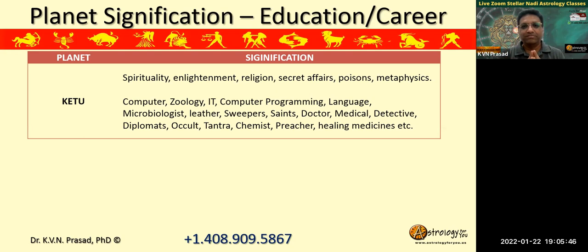Sir, poisons and secret affairs also come under Ketu? Yes, yes. Occult sciences, right? Secret affairs means not just affairs, but anything related to secrets that people can't see. So now let's see some examples.